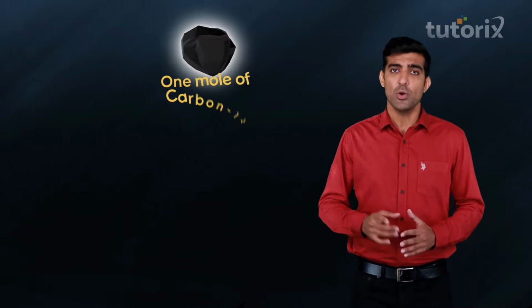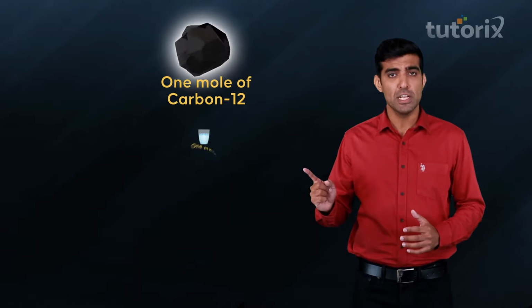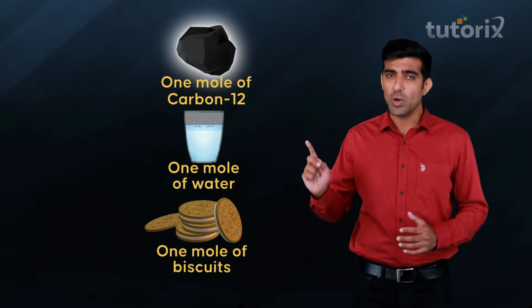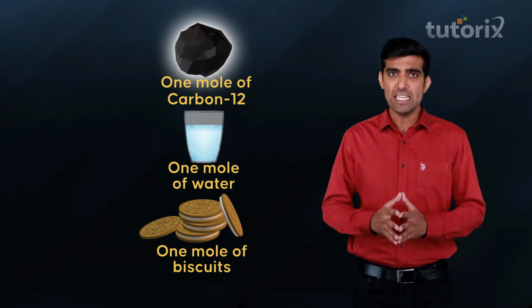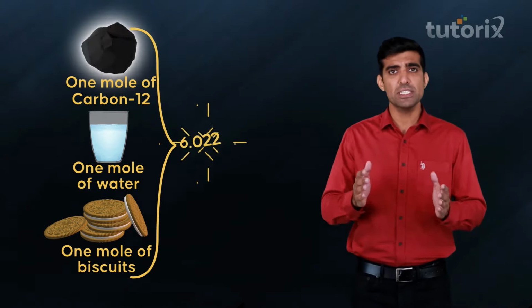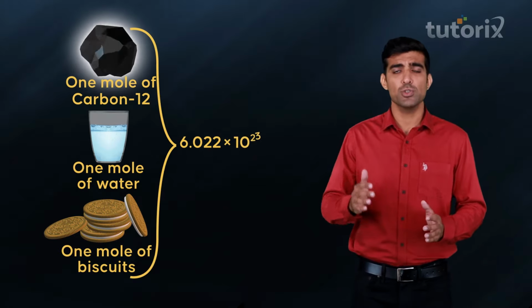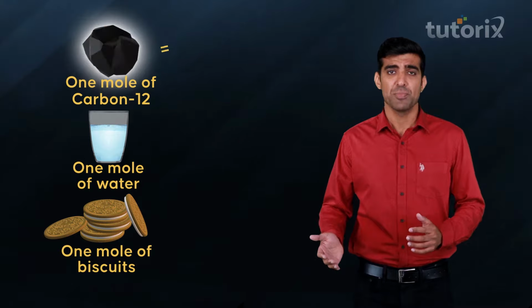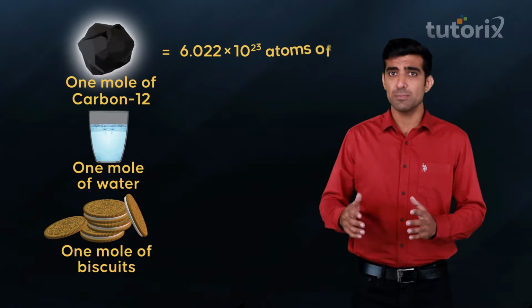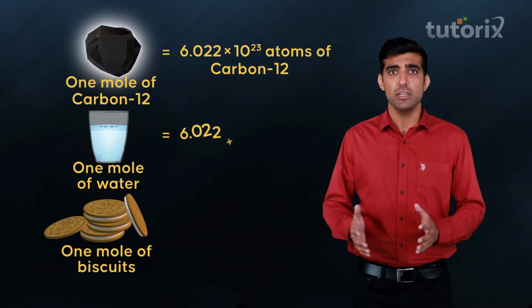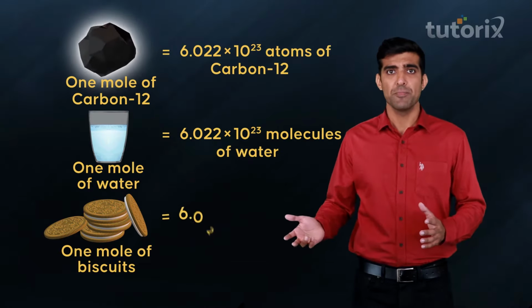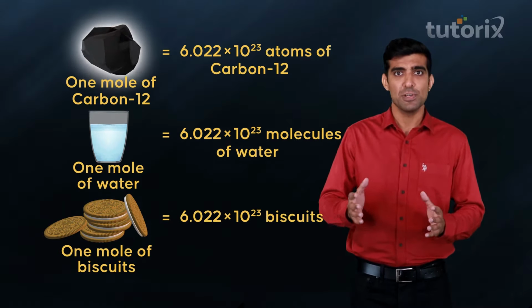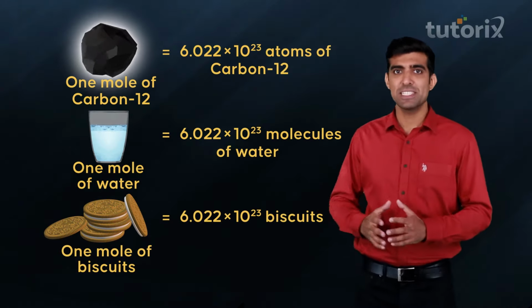If we compare 1 mole of carbon 12, 1 mole of water, and 1 mole of biscuits, each of these will have 6.022 into 10 raised to the power 23 respective particles. That means carbon 12 will have atoms of carbon 12, water will have molecules of water, and 1 mole of biscuits will have, well, so many biscuits.